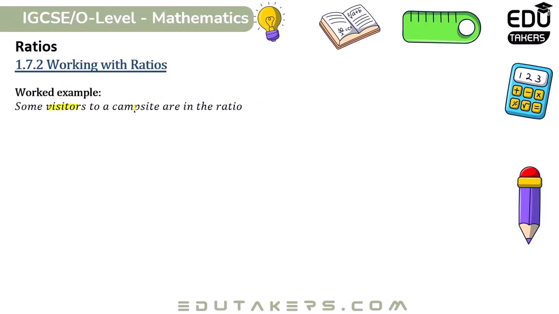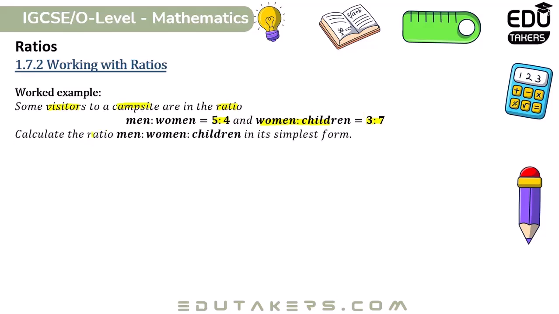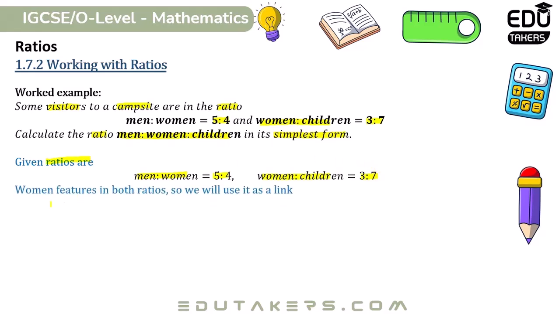Some visitors to a campsite are in the ratio men to women is 5:4 and women to children is 3:7. Calculate the ratio men to women to children in its simplest form. Given ratios are men to women is 5:4 and women to children is 3:7. Women feature in both ratios, so we will use it as a link.